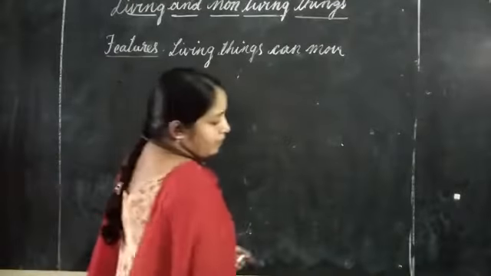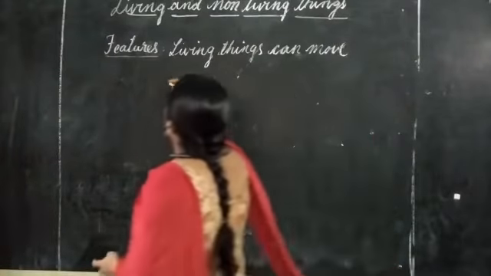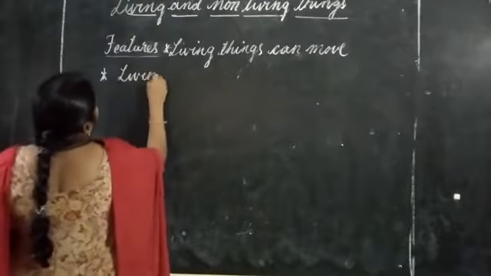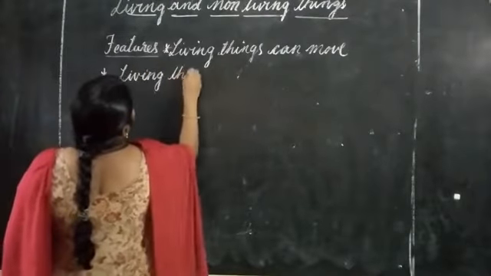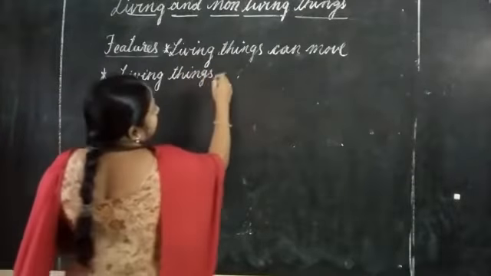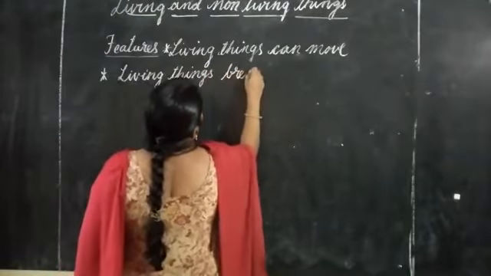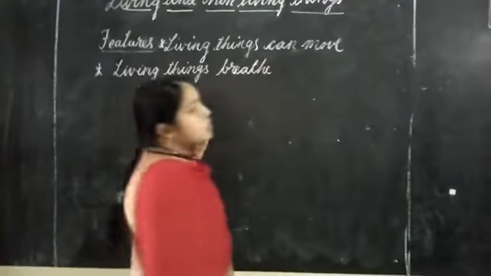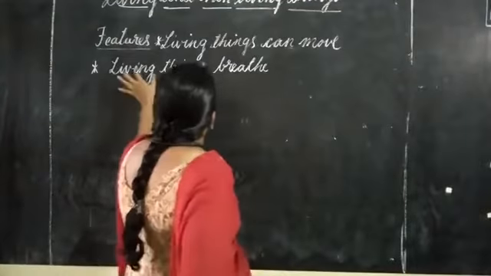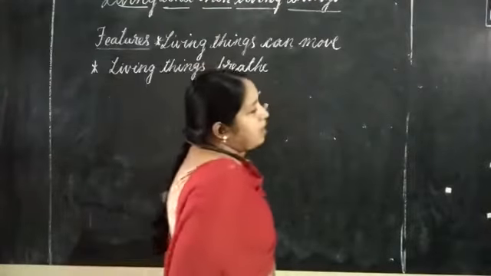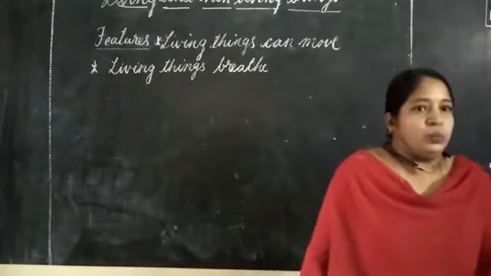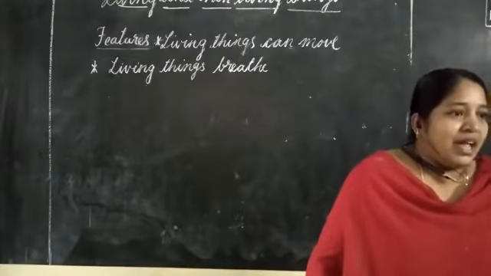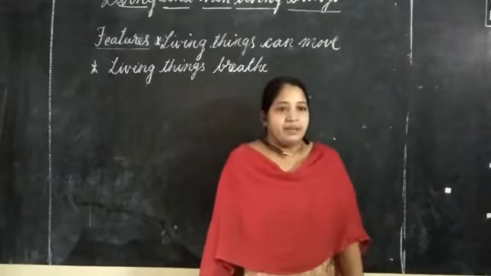What is the next feature, children? Living things breathe. So what's the next feature, children? Living things breathe. Can you live without air? No, we cannot live. All living things need air to breathe. And without air, all living things can die. Is it clear or not?